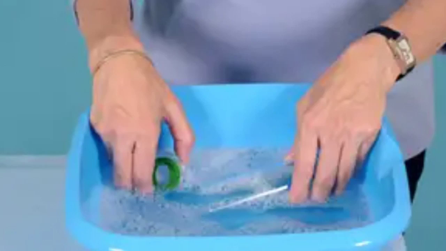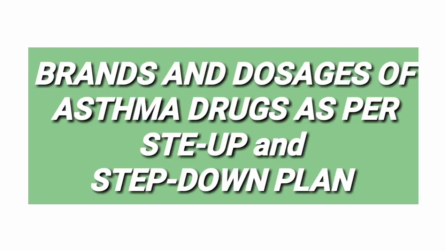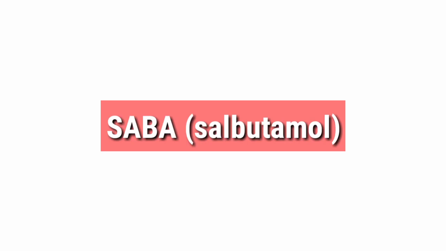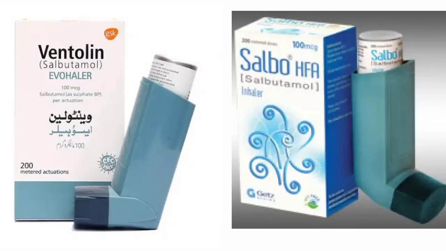So now we will discuss which drugs are available in Pakistan and how we are going to give them as per the protocol. This is very important. So SABA, that is short-acting beta agonist, is most commonly given in the form of two drugs, Ventolin inhaler and Salbo inhaler. The Ventolin inhaler comes as 100 microgram per actuation.